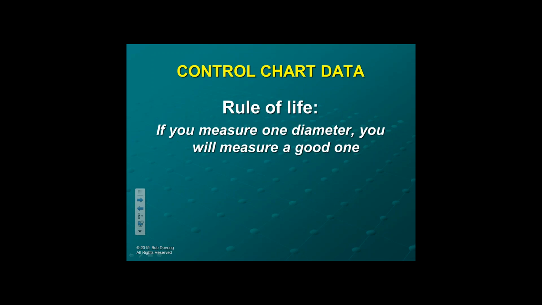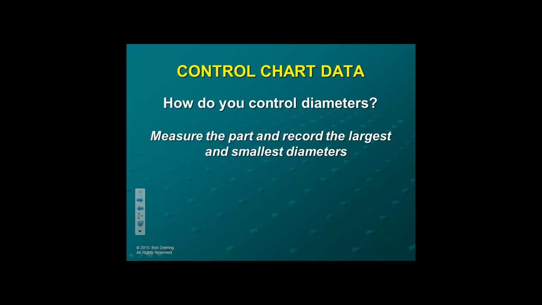Also, a rule of life, perhaps you're aware of this or have been affected by it. If you measure 1 diameter, you'll measure a good one. And the customer will probably measure a bad one. So we've got to get past this issue of measuring 1 diameter and measure something representative of all diameters. So how do you control all diameters?